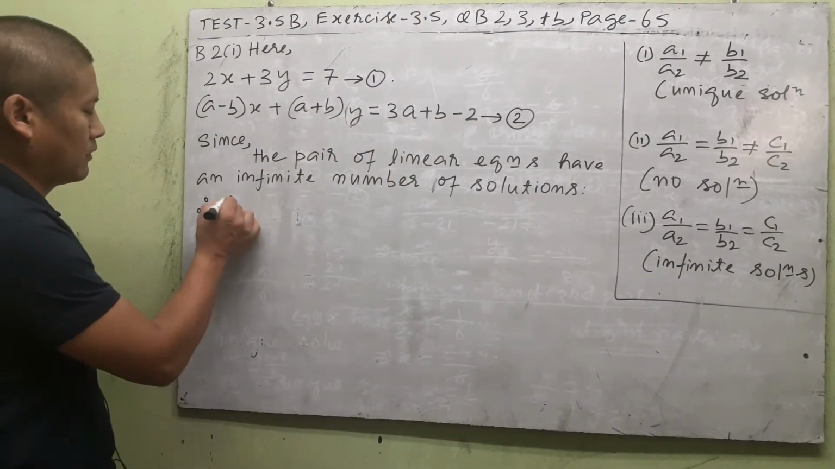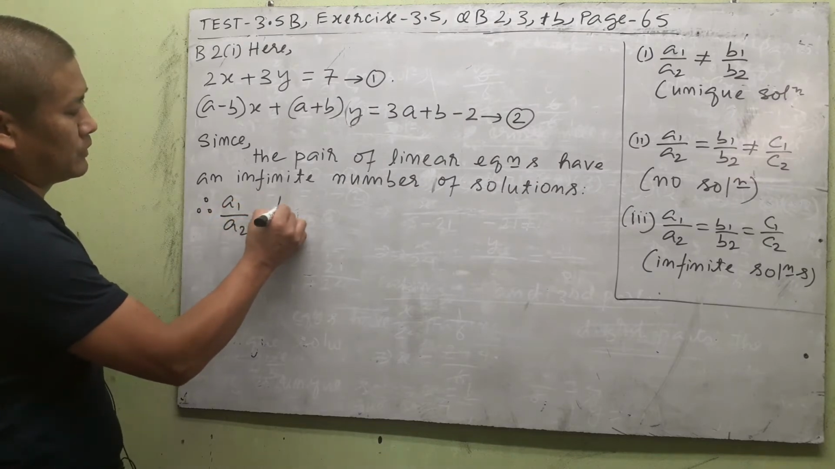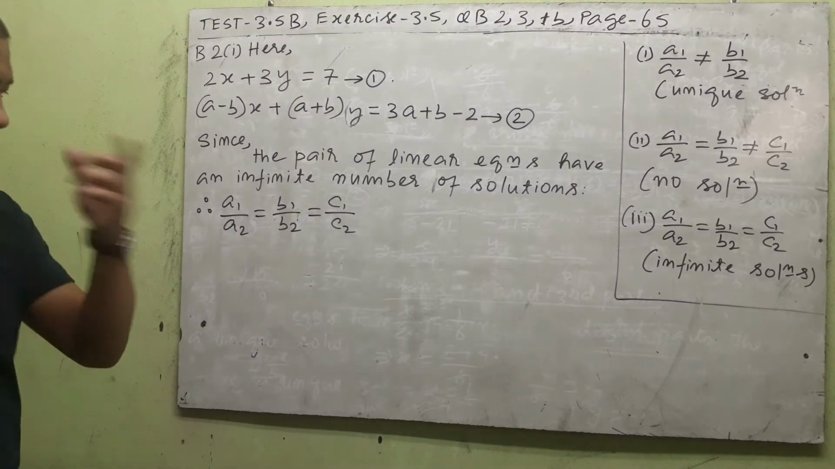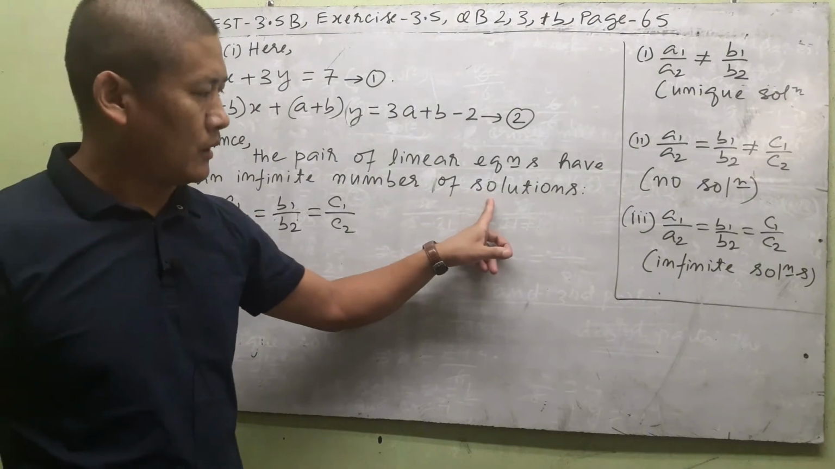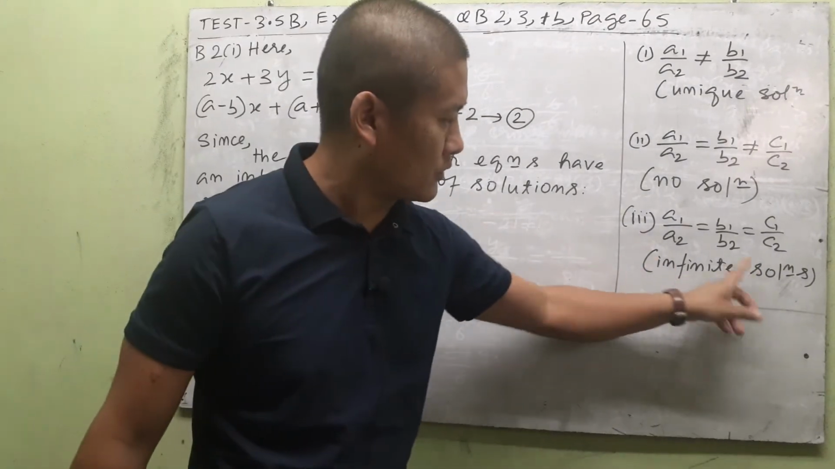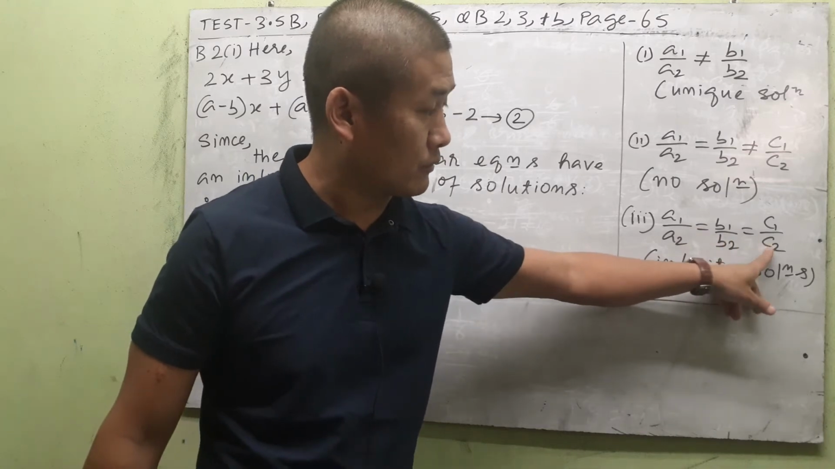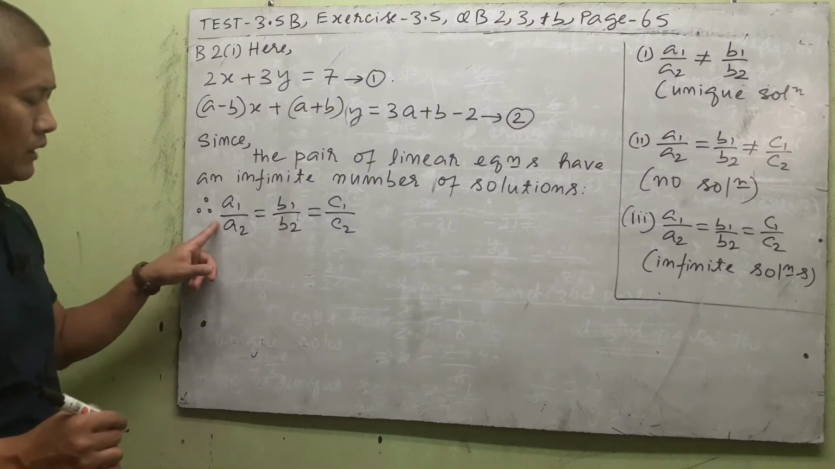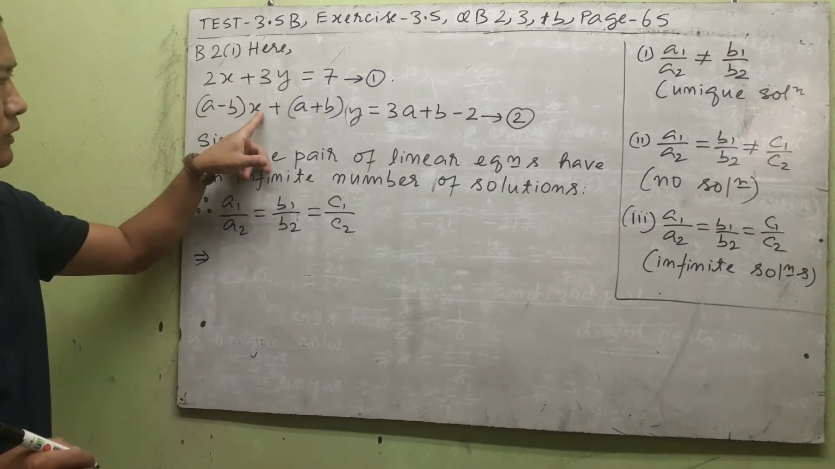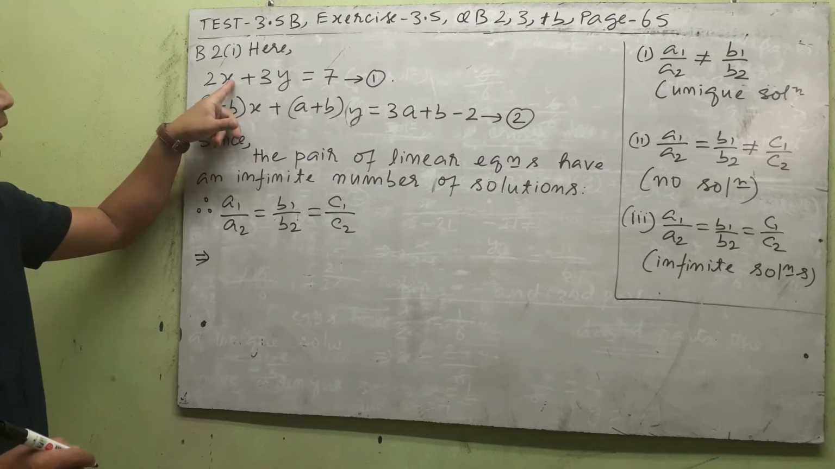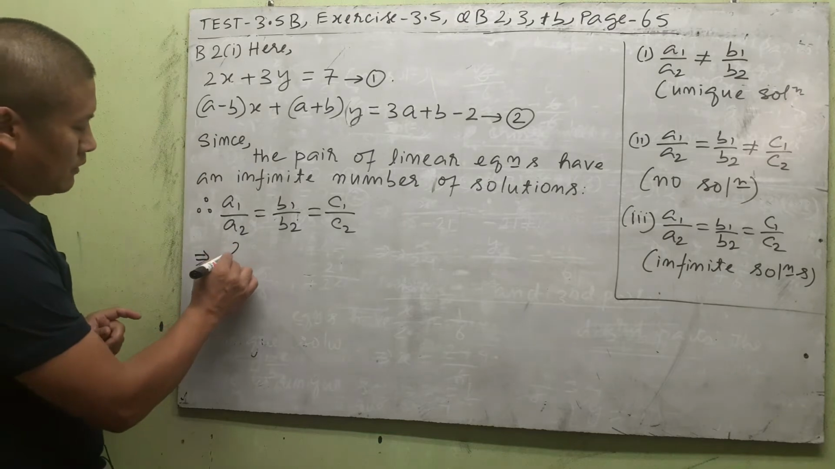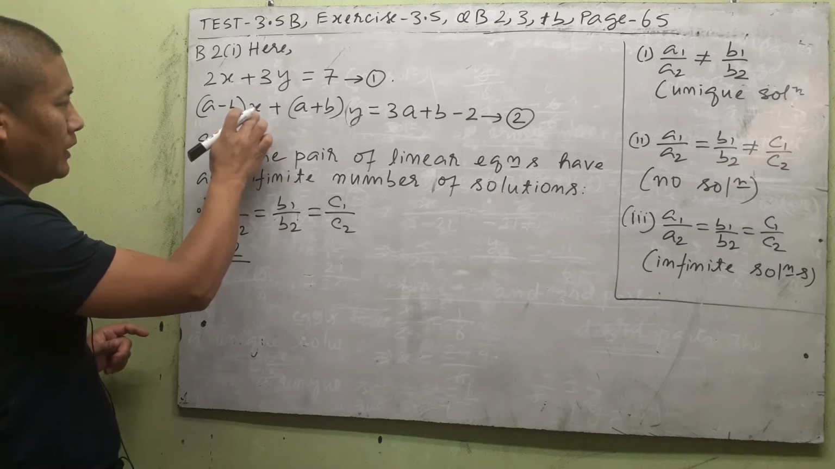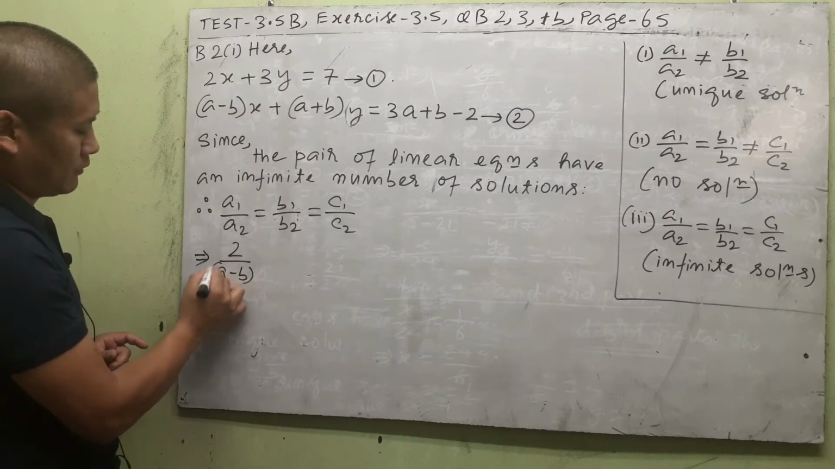So let us write down a1 by a2 is equal to b1 by b2 is equal to c1 by c2. Why? Because the question is saying it has infinite number of solutions, and we know the condition for infinite number of solutions is a1 by a2 equal to b1 by b2 equal to c1 by c2. So we took that condition. Then a1 and a2 are the coefficients of x in equations 1 and 2. Coefficient of x means whatever is in front. So here a1 is 2, then a2 is the coefficient of x in the second equation, so whatever is in front of x, a minus b is a2.